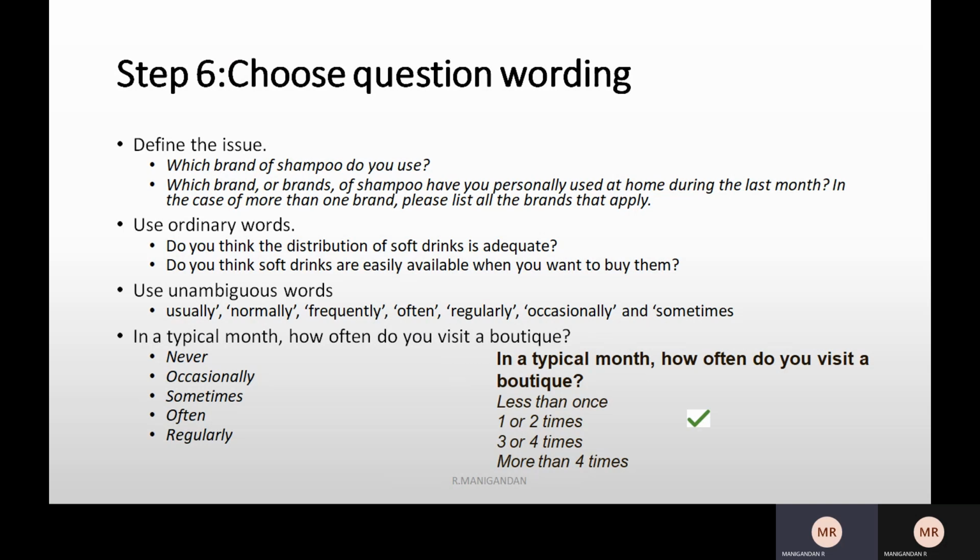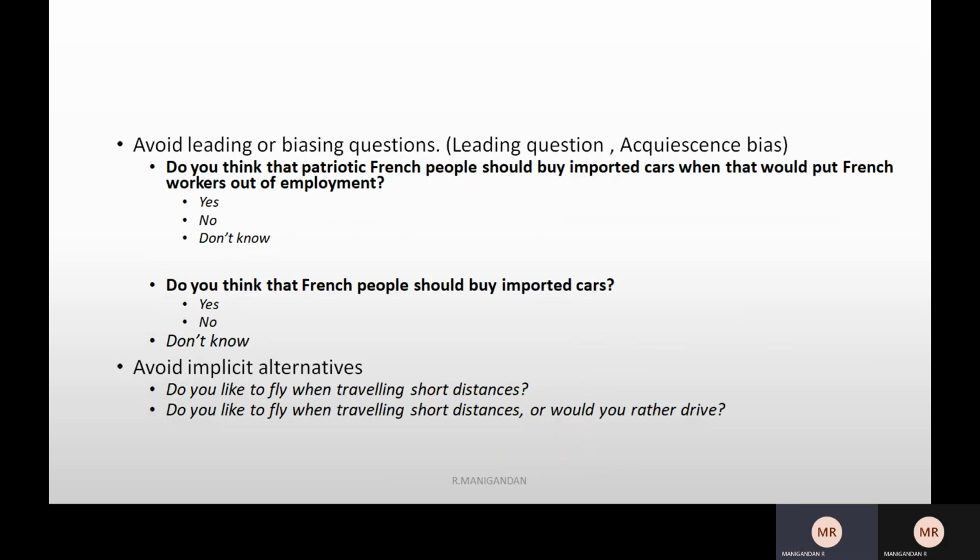So these are the two choices based upon your own ideas. Avoid leading or biasing questions. Yes, most researchers ask biased questions. For example, do you think that patriotic French people should buy imported cars when that would put French workers out of employment? This is a biasing question. Do you think that French people should buy imported cars? Yes or no? That is called acquiescence bias. That is a leading question and acquiescence bias. These biases should not be asked.